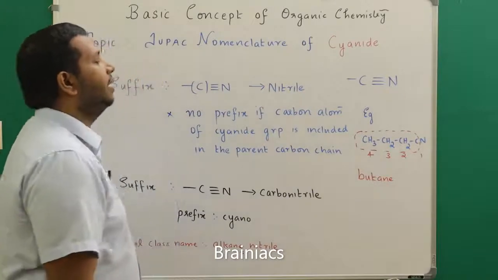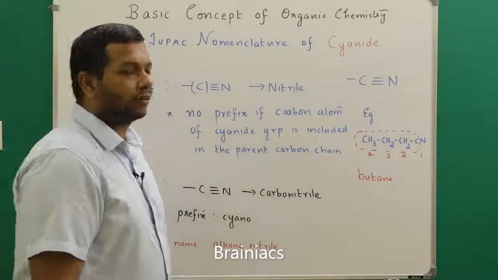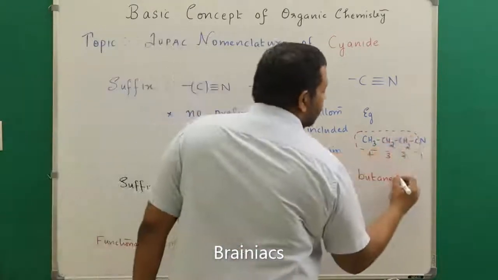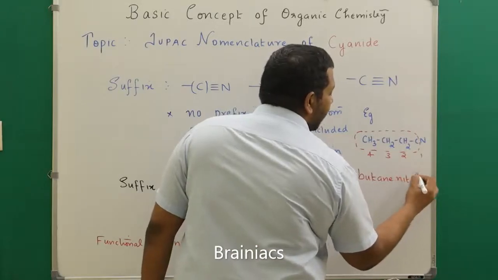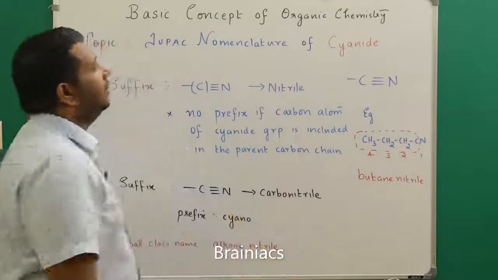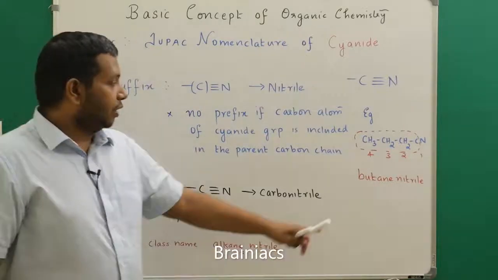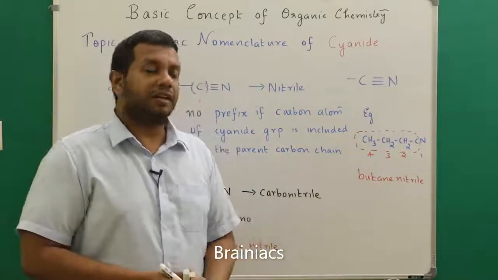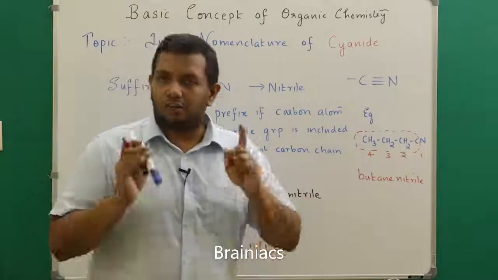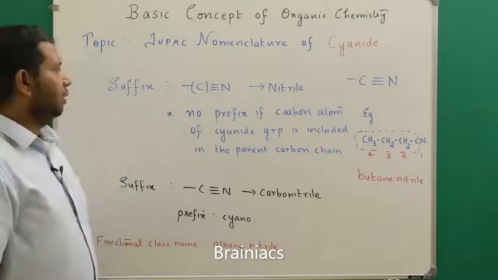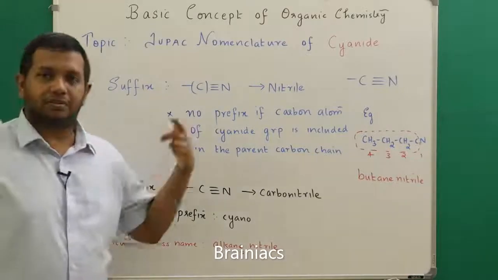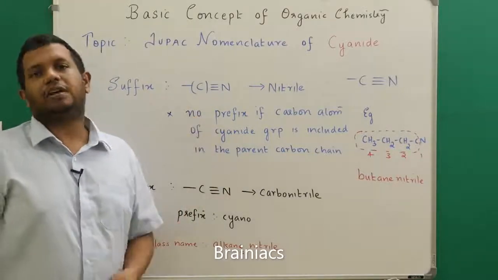Understood? Butane. Then comes what? The secondary suffix, that is the cyanide group. So we use nitrile. So the answer is butanenitrile. Please don't remove the E. Some students will make a mistake. They will say butanitrile. It is wrong. It is butanenitrile. Understood? So we will see more examples of cyanides, and we will try to do that.